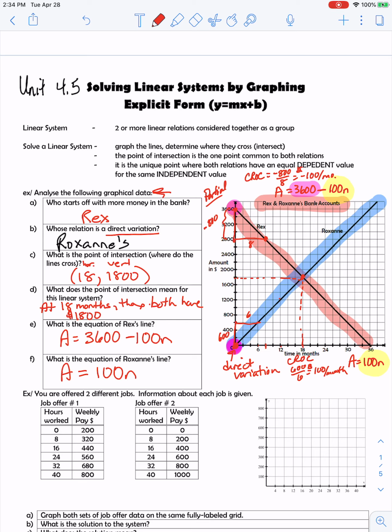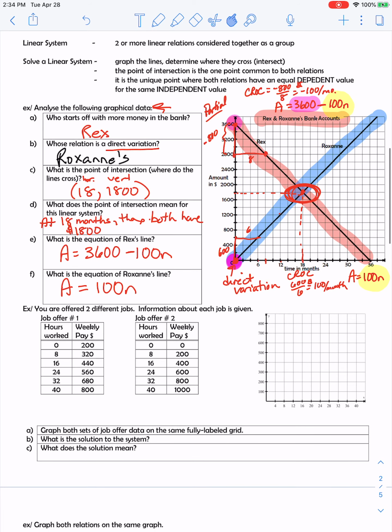Okay, so that is a linear system. It's two straight lines on the same graph, and the purpose of the system is to figure out where those two lines meet. And that's it. And we're doing these graphically. Okay, so let's take a look at the next example.